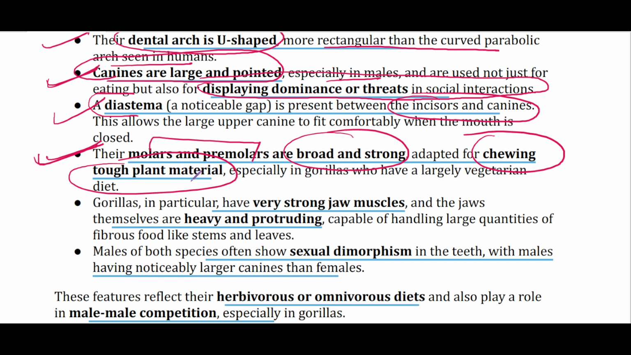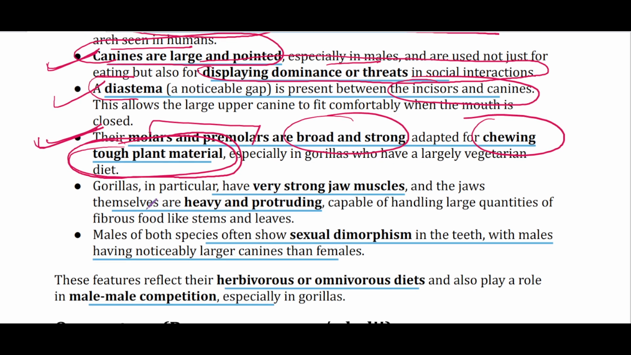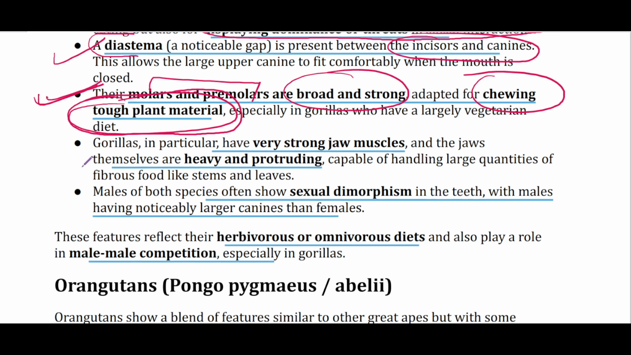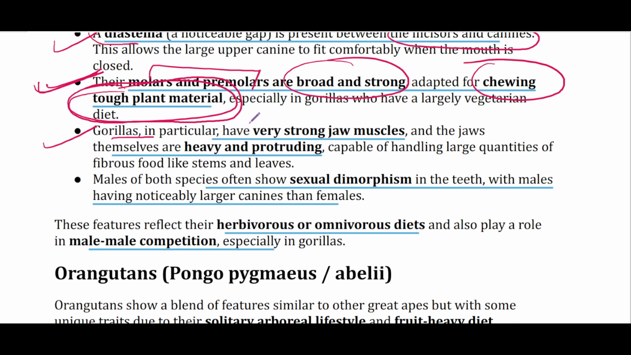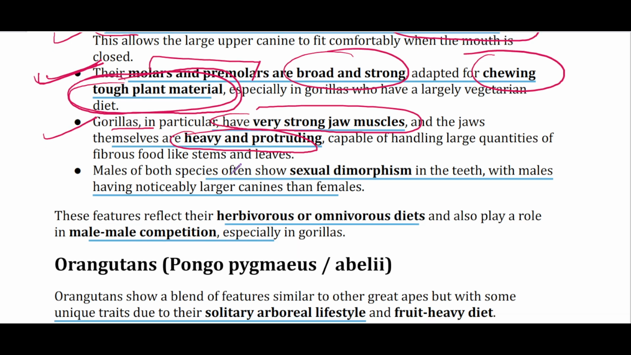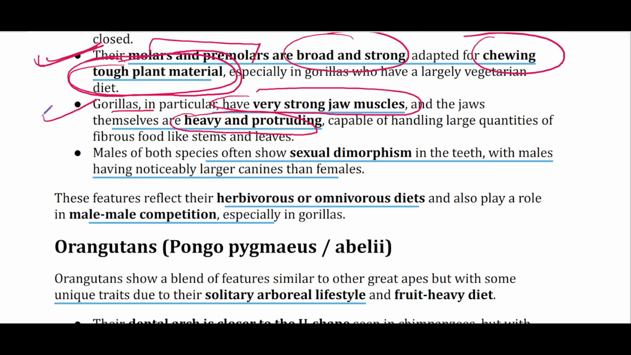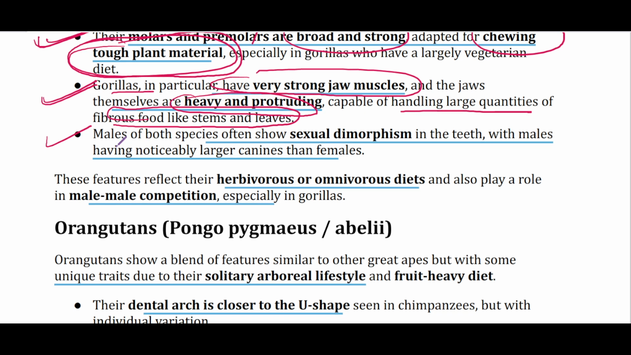All three are because they are feeding on tough plant material, tough fibrous material, because of their strong chewing needs. And gorillas in particular have very strong jaw muscles, and their jaws are heavy and protruding. And this feature is there because of handling large quantities of fibrous food like stem and leaves. Then males of both species, chimpanzees and gorilla, show sexual dimorphism in canines, with males having noticeably larger canines than females.